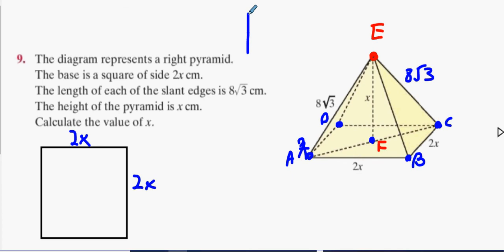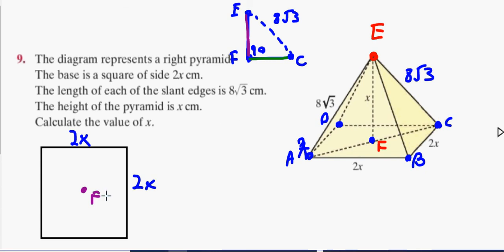Now let's write down any triangle involving EF. Let's go for EFC. What angle is EFC? 90. Great. What length is EC? What side do we not know? We don't know F to C. What's the goal of the question? Find E to F, because E to F is the height of the pyramid. If we find out what FC is, we're in business. What's the location of F? Dead center of the square. Does that make sense?